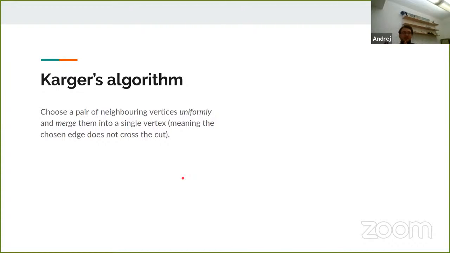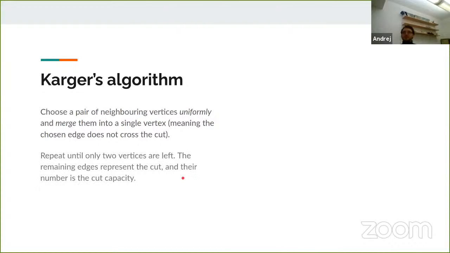So there are edges in your graph. You choose an edge uniformly at random, and then you merge these two vertices into a single vertex. So now from a graph that had n vertices, you have a graph that has n-1 vertices. The edges that connected these vertices are now gone, but you had to reroute some of the other edges that touched these two vertices that got merged. When you keep repeating this, you go from n vertices to n-1, then n-2, until only 2 vertices are left. Now, this isn't just a normal graph, it's a multigraph, so you might have multiple edges between 2 vertices. The remaining edges represent the cut, and the number of edges is the value or capacity of the cut.